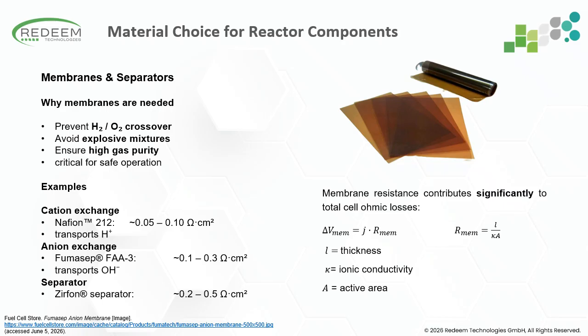So as shown by the equation on this slide, this resistance increases with membrane thickness and decreases with ionic conductivity. That's why from an engineering perspective, we aim for membranes that are as thin as possible while providing sufficient mechanical strength and low gas crossover. Also, try to remember we want pressure differences in the anode and cathode compartment, so the membrane has to be able to withstand these pressure differences.